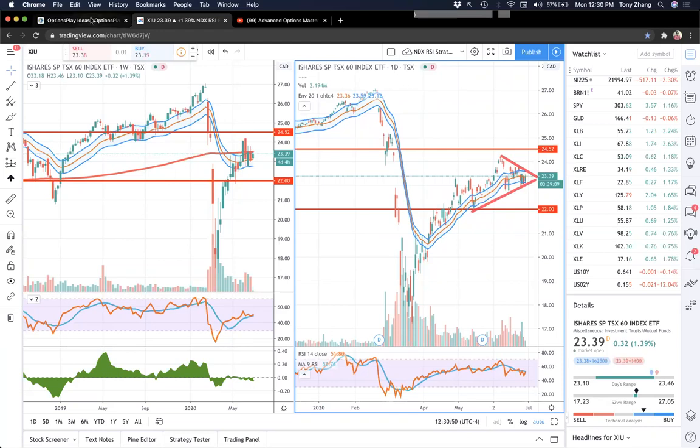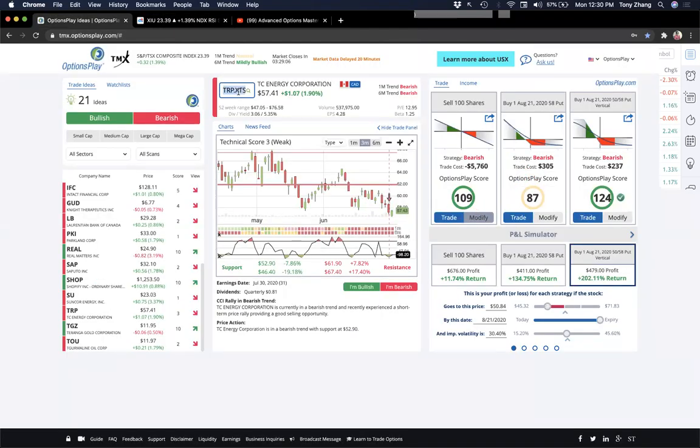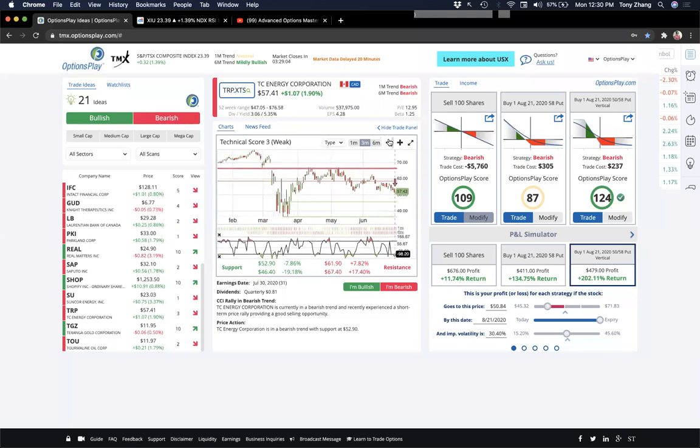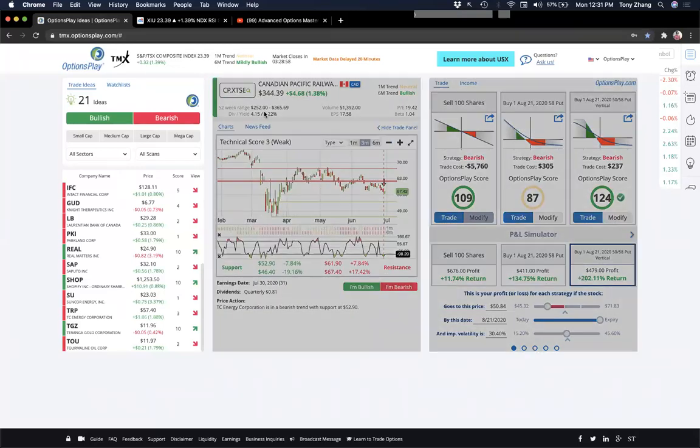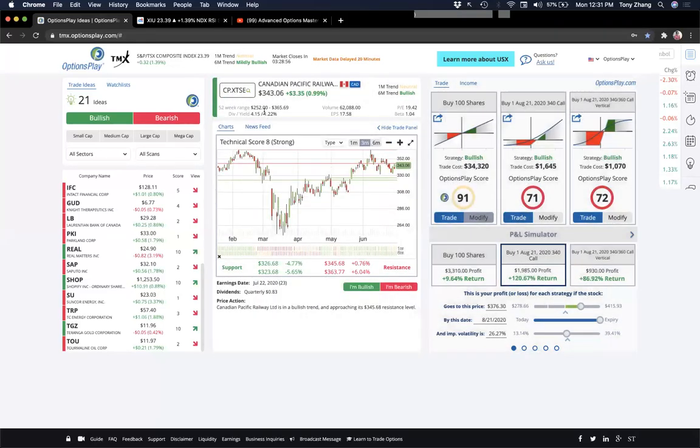So with that, what I'm going to do is pull up some names of some stocks, and I just want to show you how I would potentially play this. I'll look at some bullish names and I'll take a look at some bearish names. So let's start by taking a look at Canadian Pacific Railway.